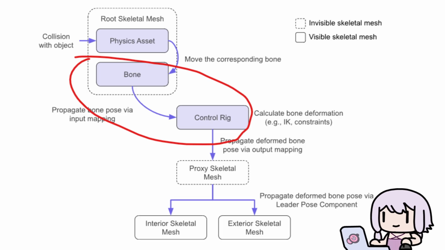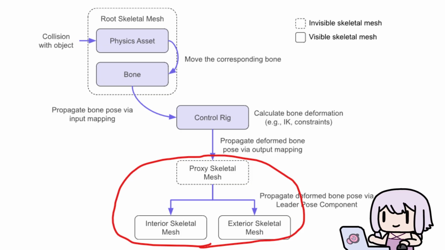In the city sample, there are over a dozen different vehicles, but they all use the same bone structure. Of course, the skeletons may look different depending on the vehicle type, but the naming conventions are standardized. Next, I'll explain the interior skeletal mesh and exterior skeletal mesh.